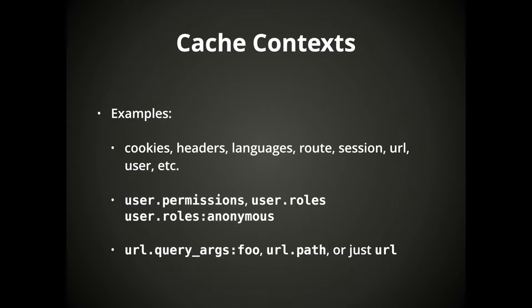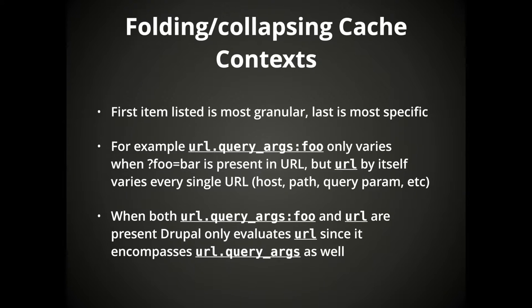And they're hierarchical. So user has user.permissions, user.roles, and you can have a parameter specified on the end after a colon as well. So user.roles:anonymous means vary this cache entry based on whether or not this is an anonymous user. Same thing with URL. You can say, I want to do URL query args, a very specific argument, or you can say the path, or just the whole URL. So I'm going to go over the folding collapsing thing.